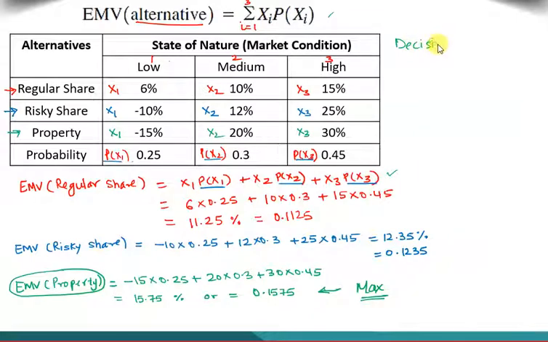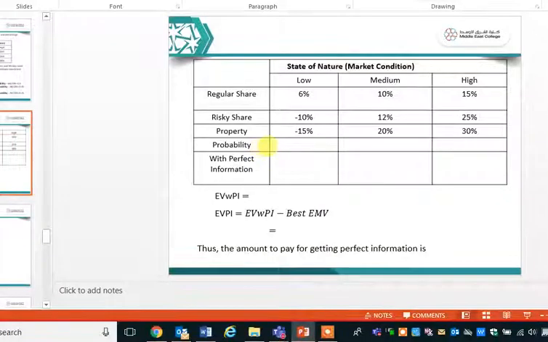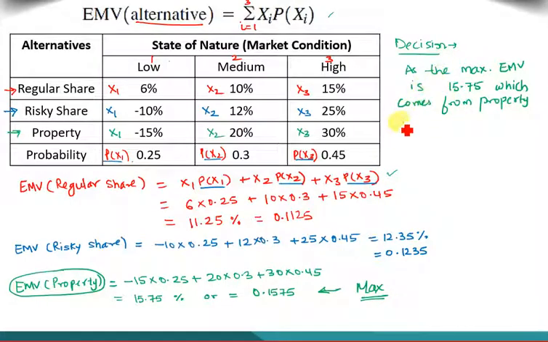Decision: as the maximum EMV is 15.75, which comes from property. So invest in, so it will say that invest in property.